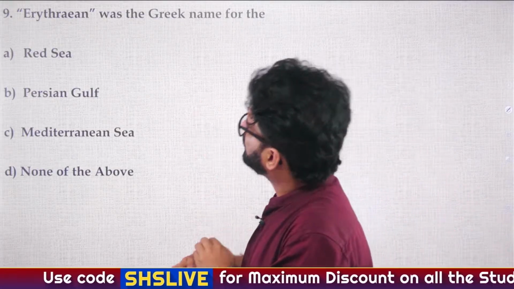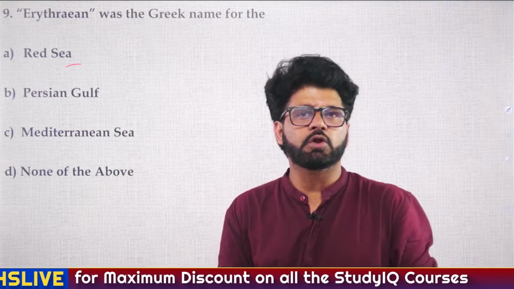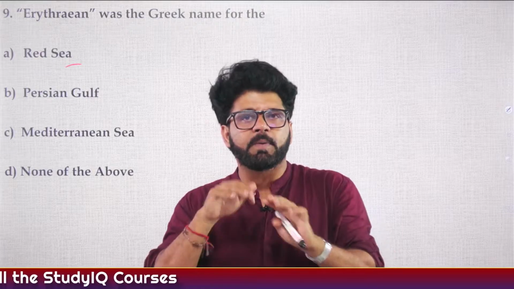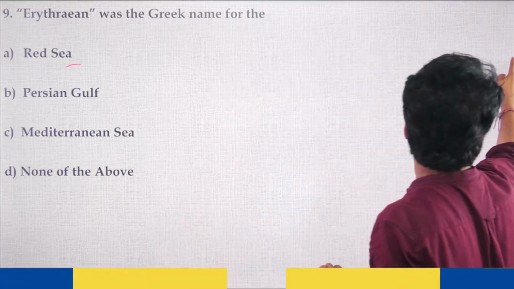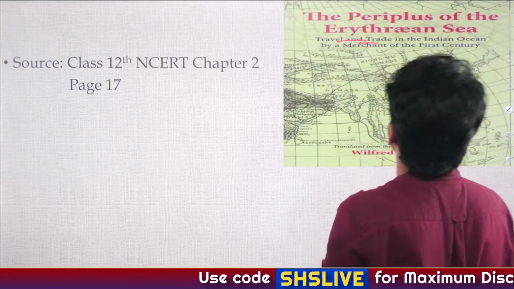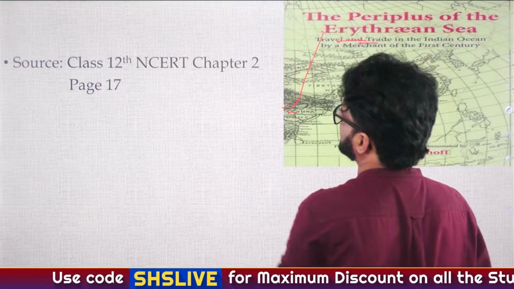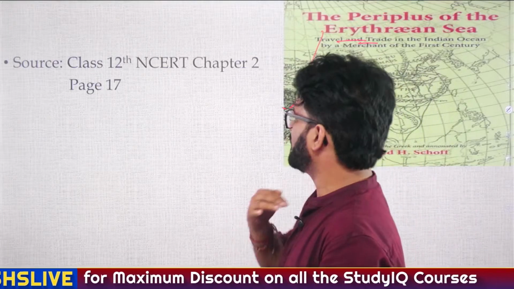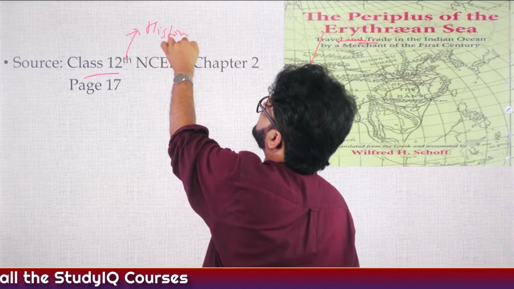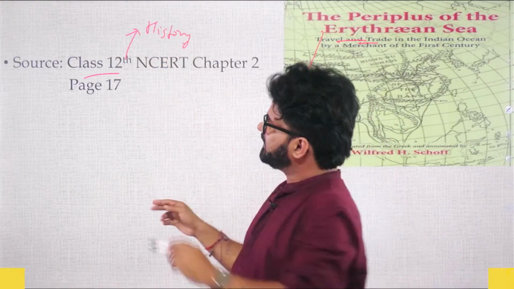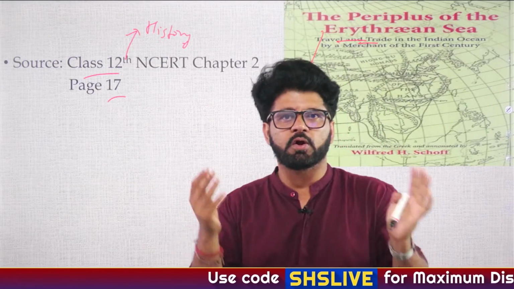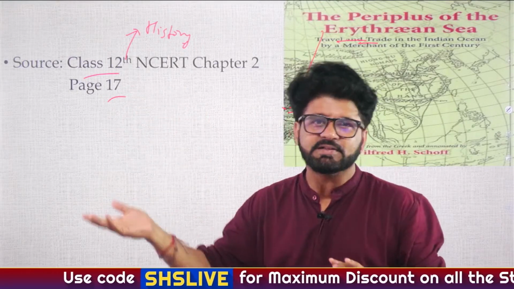Erythraean was the Greek name for the Red Sea. And why are we talking about Erythraean? Because we have read, when we talked about the ancient period, the Periplus of the Erythraean Sea. When they say Periplus of the Erythraean Sea, they are talking about the Red Sea. And who is the author of this book? Please post it in the comment section if you know it. Source is class 12, again history NCERT, the new rationalized NCERT, chapter 2, page 17. Here they have talked about it. If UPSC asks questions on it, don't say, oh my god, where did this question come from. It was there in NCERT, that's why they asked it.